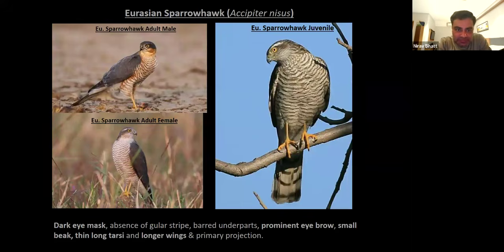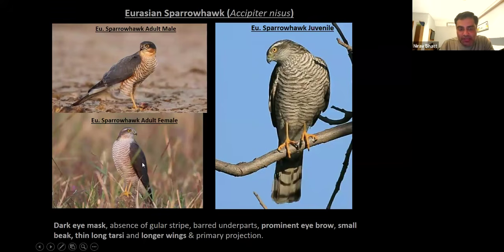Now we'll see sparrowhawks. For Sparrowhawk, the important feature is the dark eye mask. This is the most important part here. The adult male has a two-toned head, but every time, like a shrike, the eye mask is always dark. This is a female, but the eye mask is always dark. Even in juveniles, this eye mask is always dark. So this is one most important pointer for Sparrowhawk.